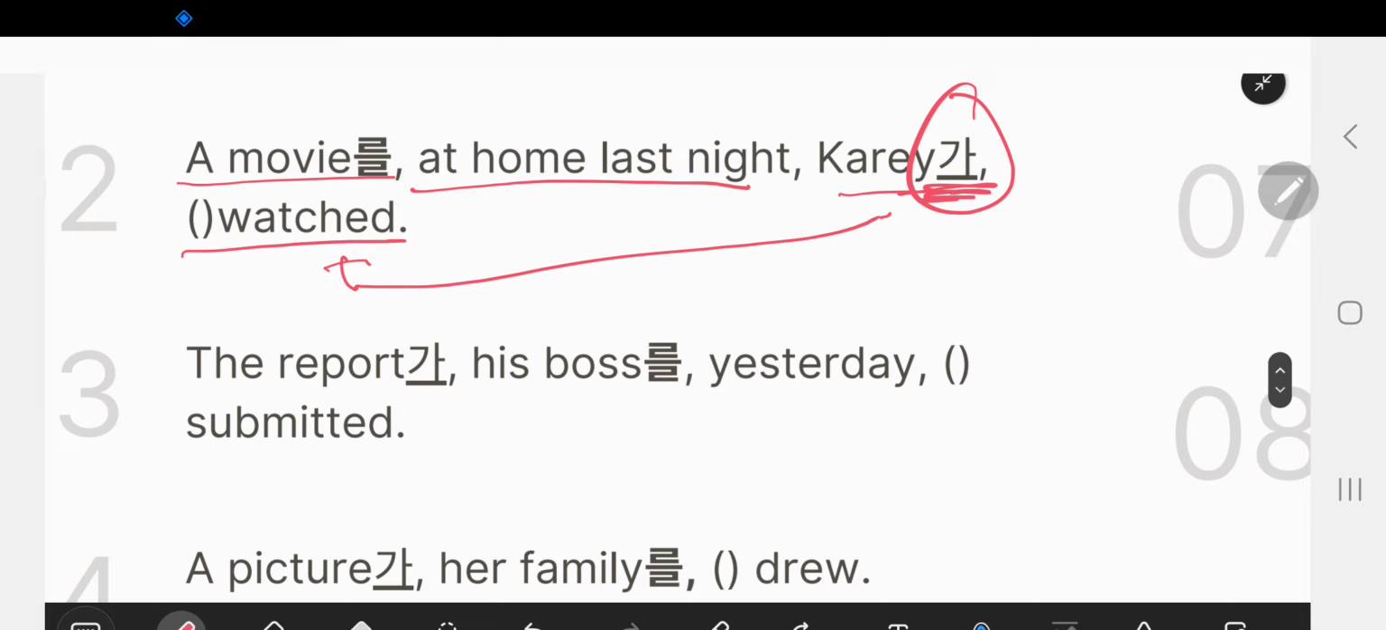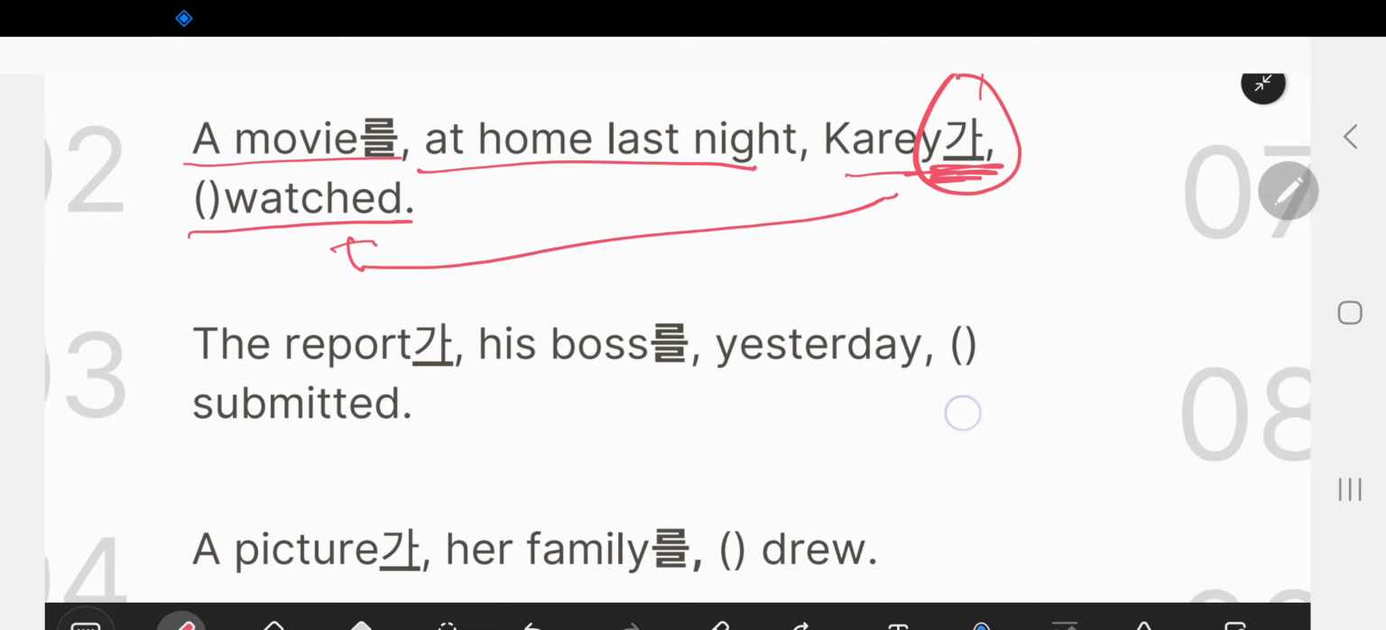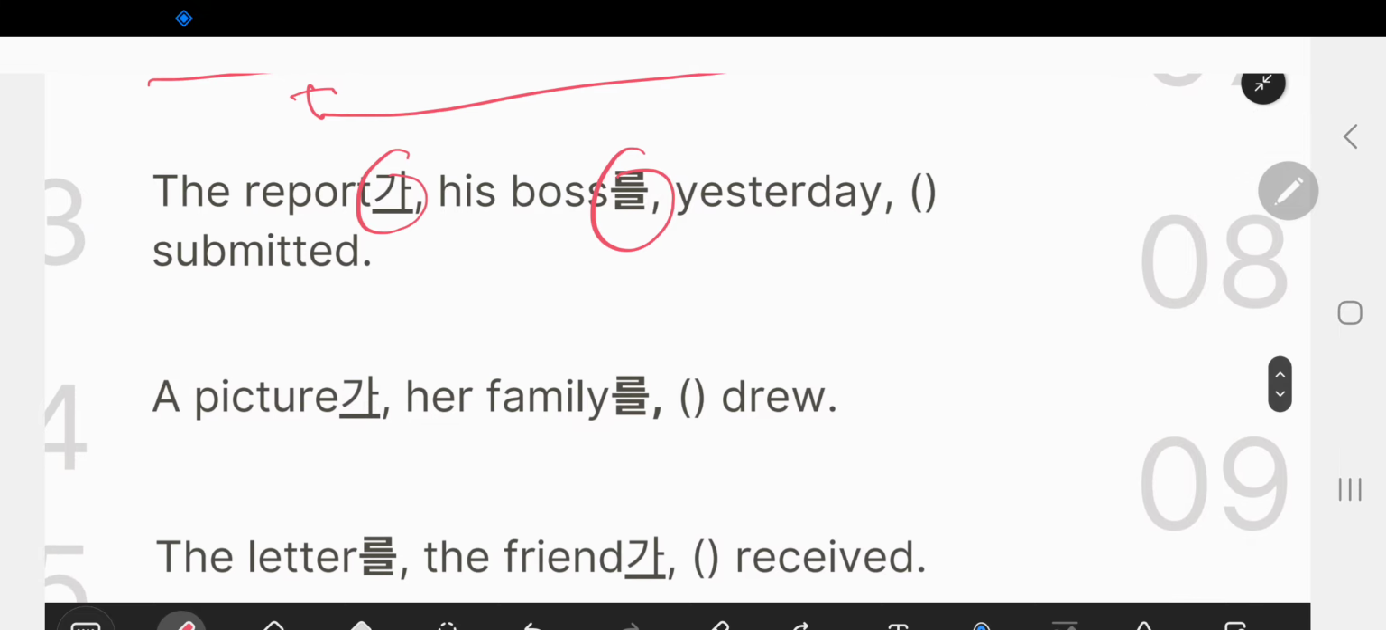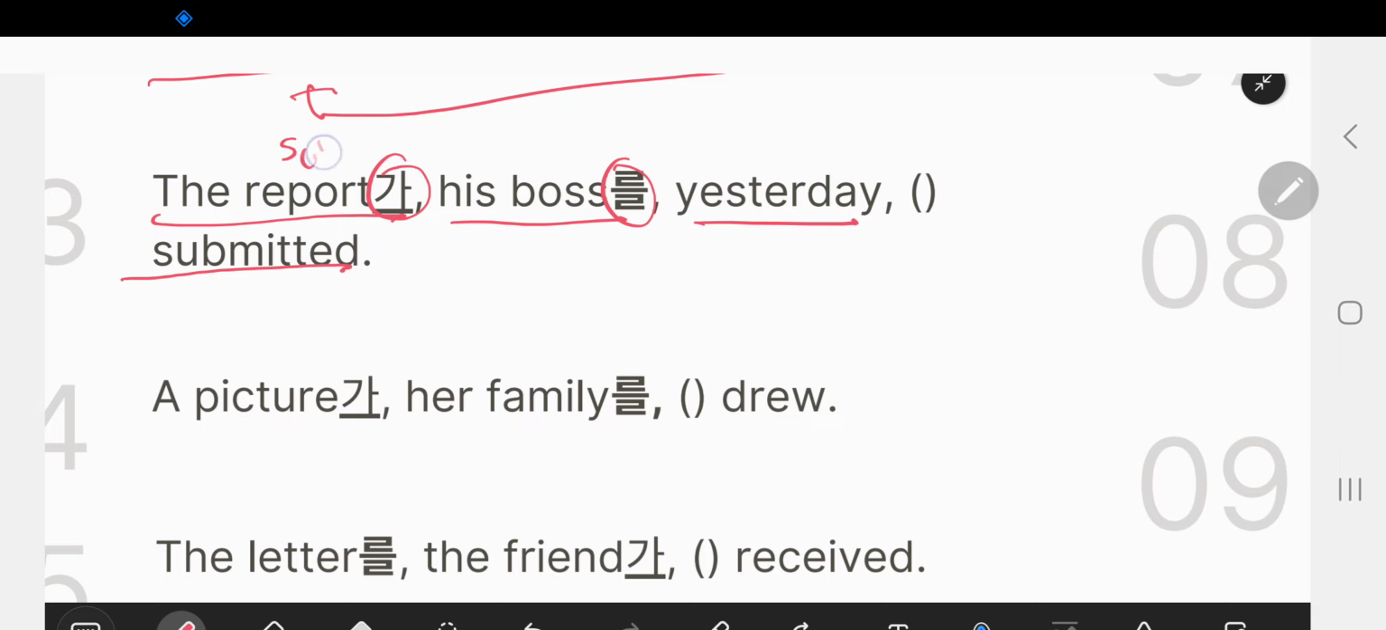So I will do the third one for you, just in case, because I know these are weird. So the third one. Remember, the ka is the subject particle. This boss, the de, that's the object particle, right? So, what does this mean? Since the report is ka and his boss is the object, it means the report submitted his boss yesterday. What is the subject? The report.